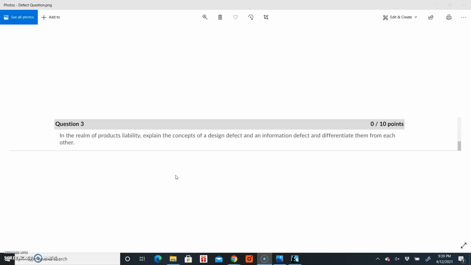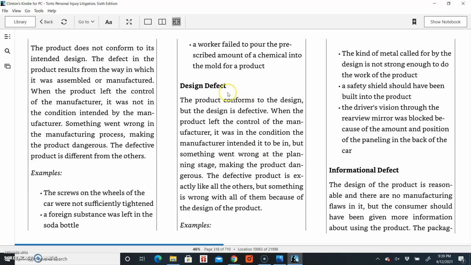We'll be doing question 3. In the realm of products liability, explain the concepts of a design defect and an information defect and differentiate them from each other. So, here we have the definitions of them both.